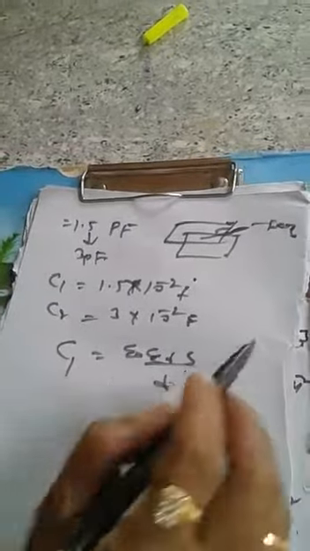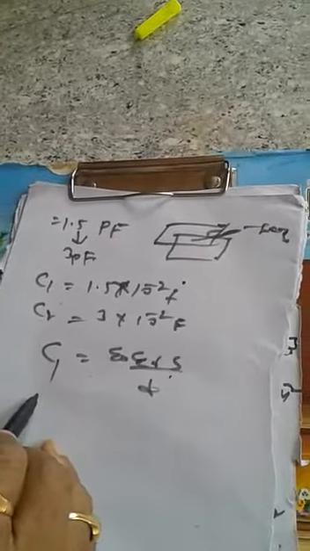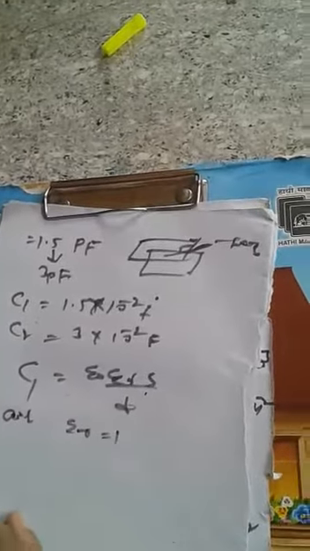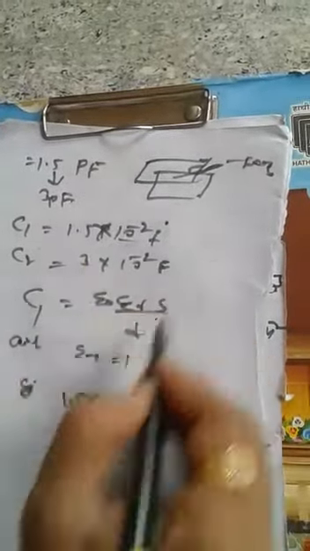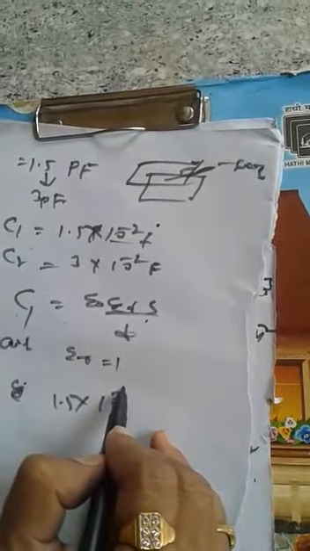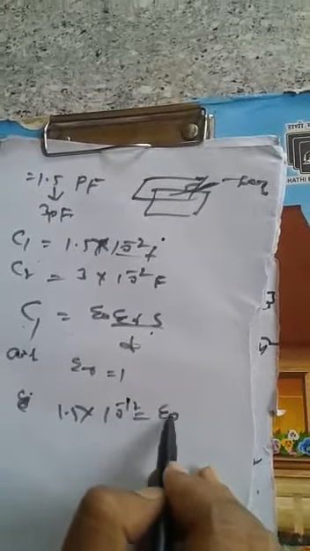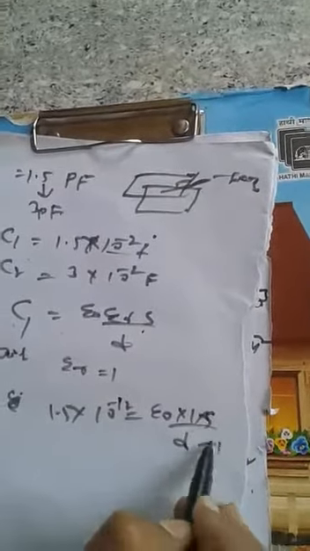It is in air, and air means epsilon r is equal to 1. Therefore the C1 value is 1.5 into 10 to the power of minus 12 equal to epsilon naught into epsilon r, which is 1, into S divided by D. Call this equation number 1.